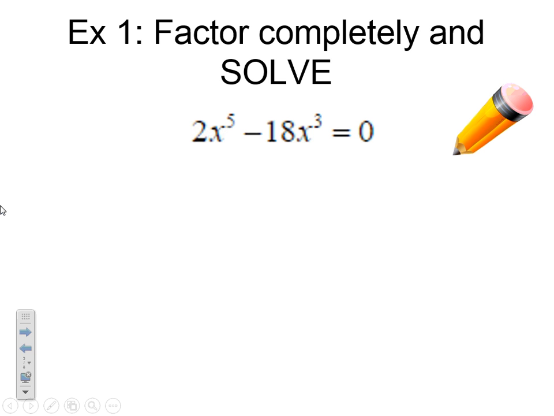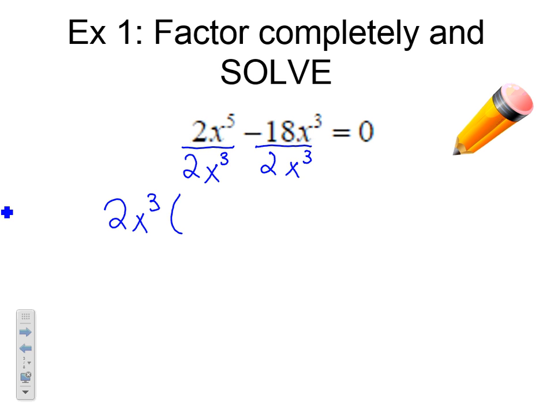First one we have here is 2x to the 5th minus 18x cubed equals 0. First thing we have to do, greatest common factor. 2 goes into both of these, and x to the 3rd power. So we're going to rewrite this as 2x cubed times, 2 is going to cancel. We're going to be left with x squared minus 18 divided by 2 is 9. X cubes are going to cancel. Equals 0.